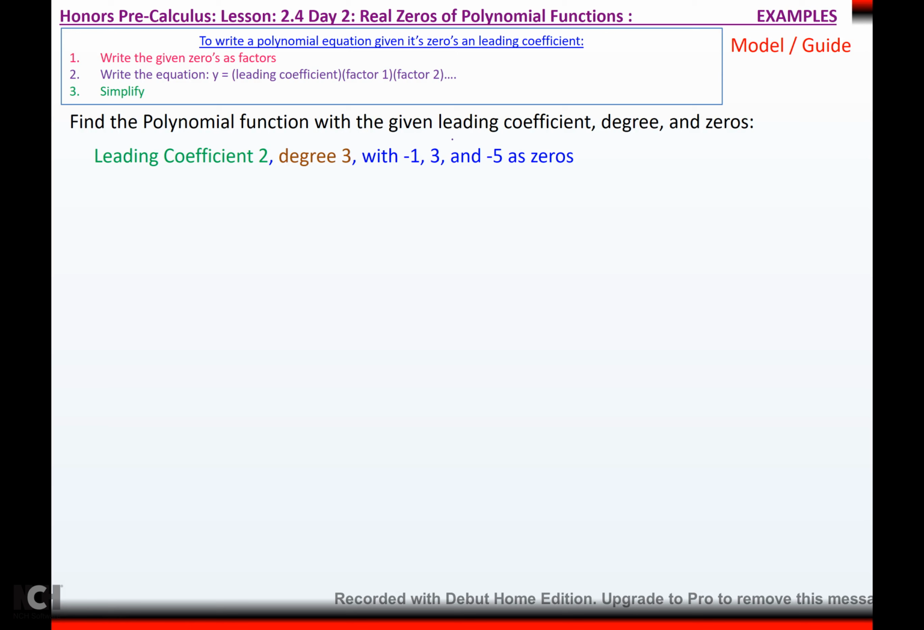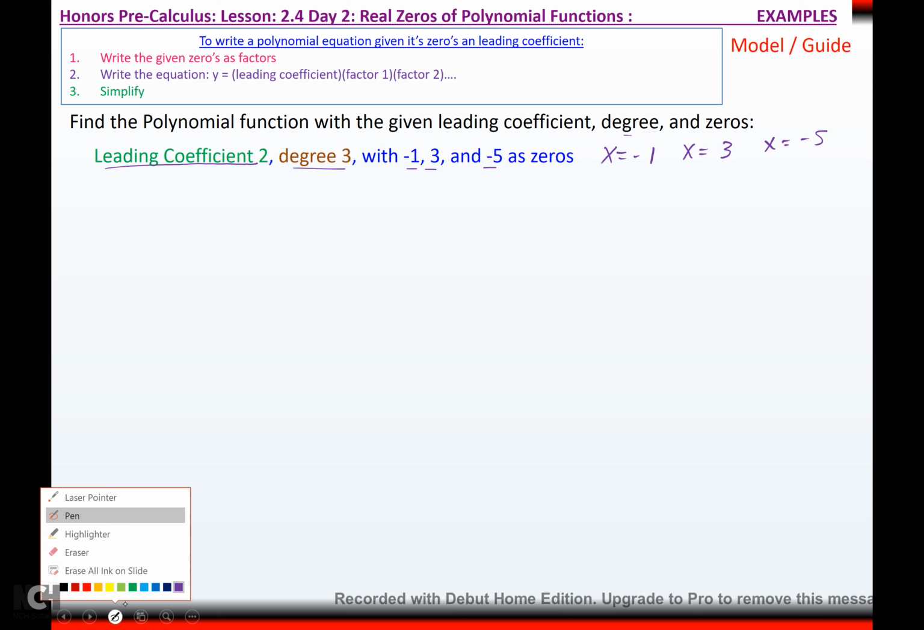So it says find the polynomial function with the given leading coefficient, degree, and zeros. So the leading coefficient is 2, degree is 3, and -1, 3, and -5 are zeros. So the first thing is they're telling me x equals -1, x equals 3, x equals -5. Remember, I want those as factors. So plus 1 gives me x plus 1 equals 0.